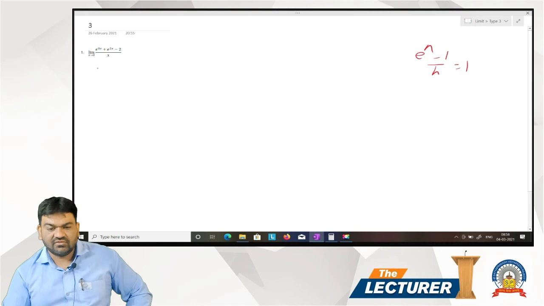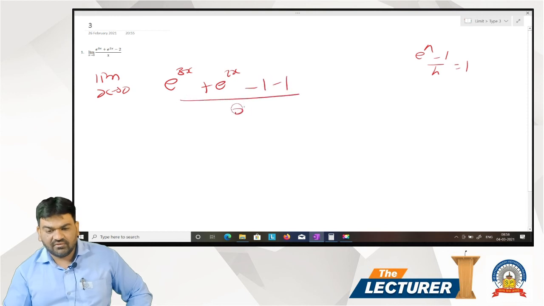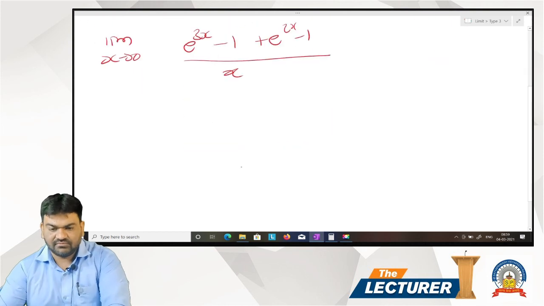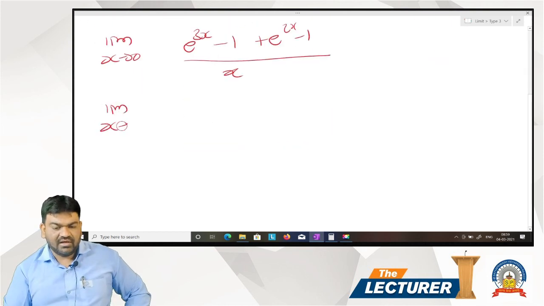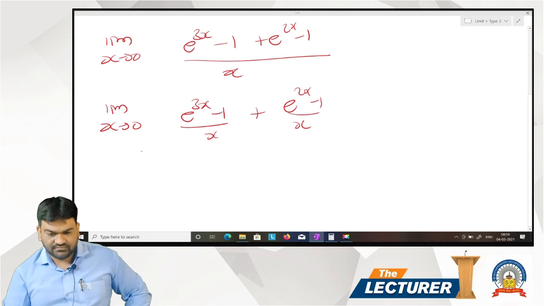Last example of log rule number 6. Limit x tends to 0, e raised to 3x plus e raised to 2x minus 2. So limit x tends to 0, e raised to 3x minus 1 plus e raised to 2x minus 1 divided by x. Limit x tends to 0, e raised to 3x minus 1 upon x, e raised to 2x minus 1 upon x.